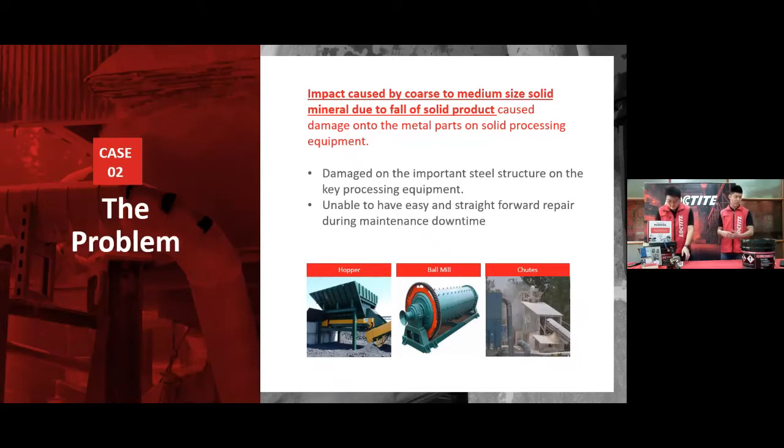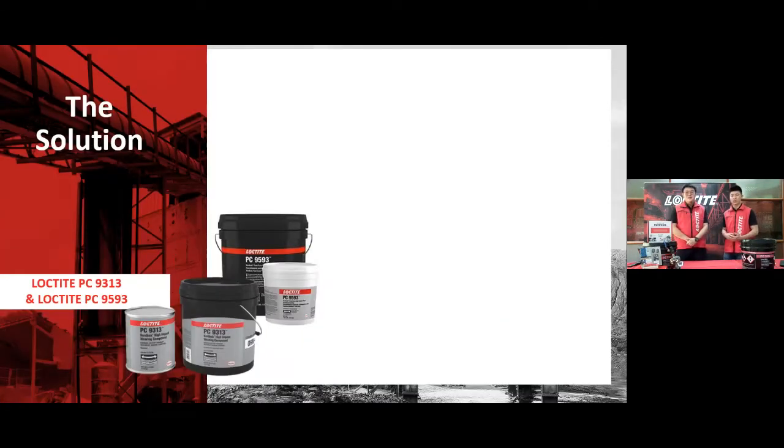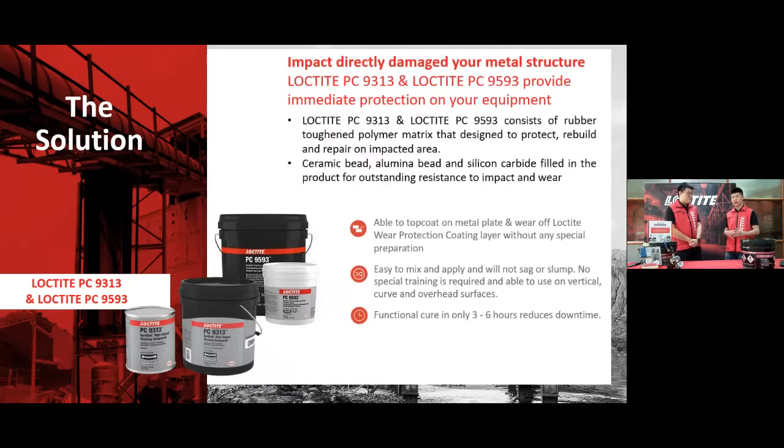For this impact-caused damage, we have two dedicated products for this kind of issue. They are Loctite PC 9313, or what we know as Loctite High Impact Wearing Compound, or Loctite PC 9593, or what we know as Loctite Fast Cure High Impact Wearing Compound. The reason why both of these products are the answer for this impact damage problem is that they consist of a rubber polymer matrix, and this rubber polymer matrix is able to absorb the impact of solid particles, so that it protects your solid processing equipment for a much longer service lifetime.